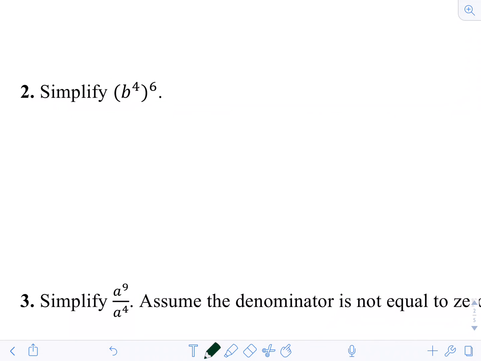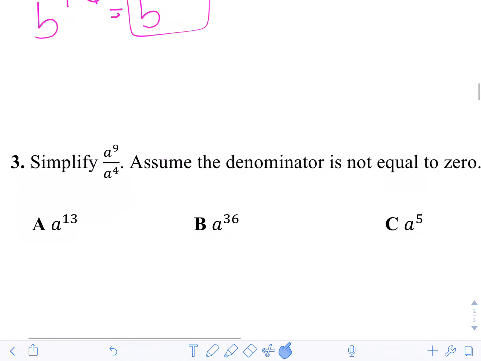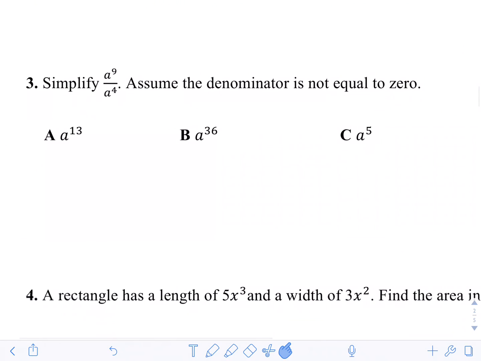Okay, number 2, this one when you have the exponent power to a power, you multiply. So this is b, 4 times 6. 4 times 6 is 24. Alright, number 3 says simplify, assume the denominator is not equal to 0. So whenever you divide, you subtract your exponents. So 9 minus 4 is 5.